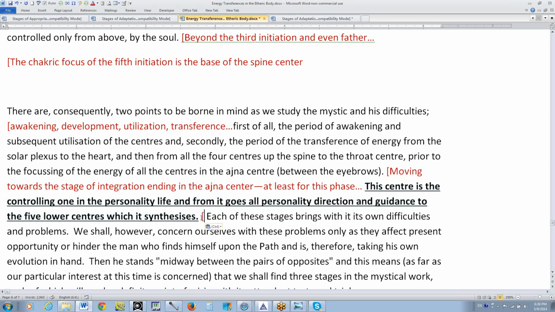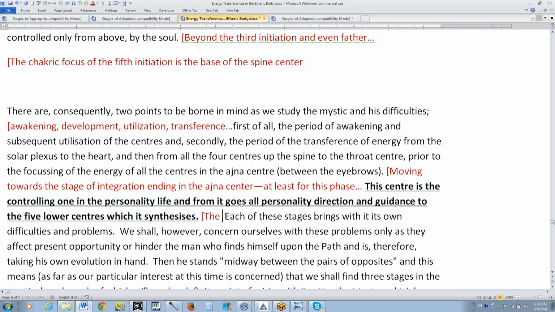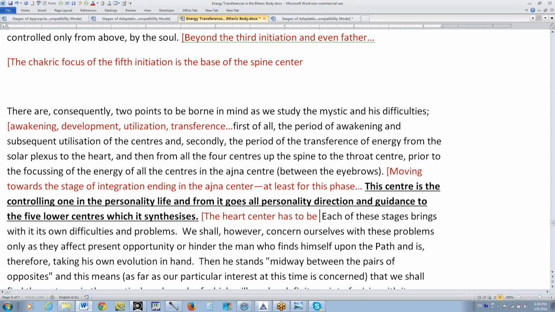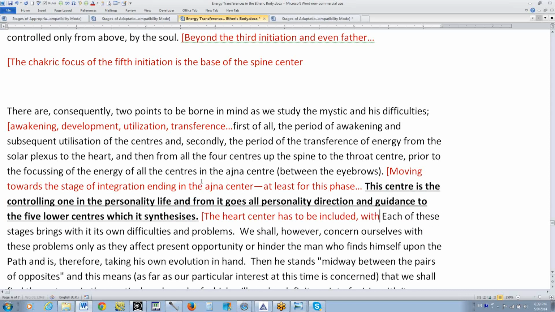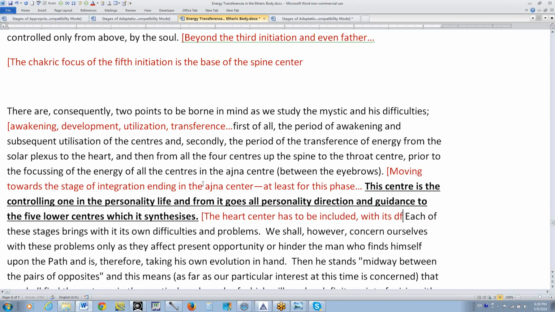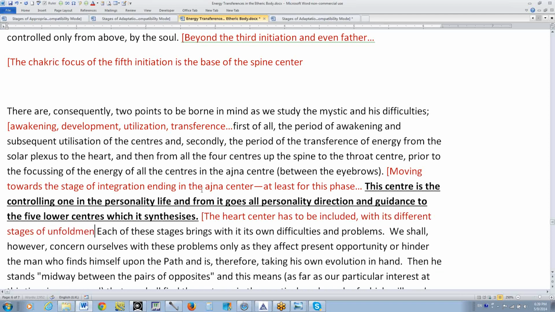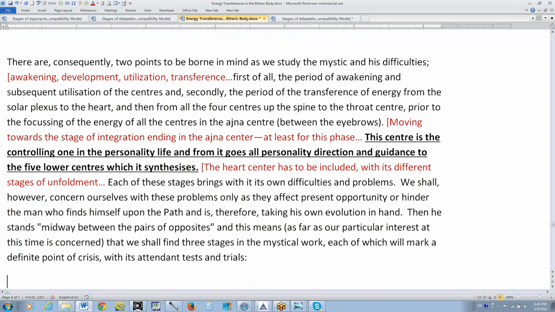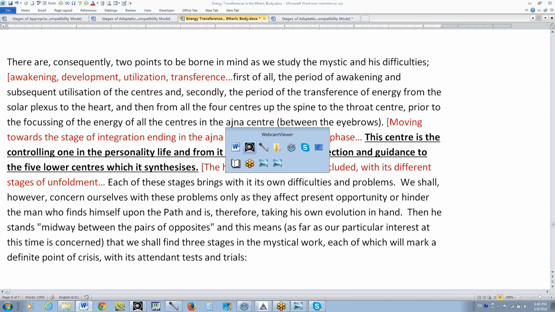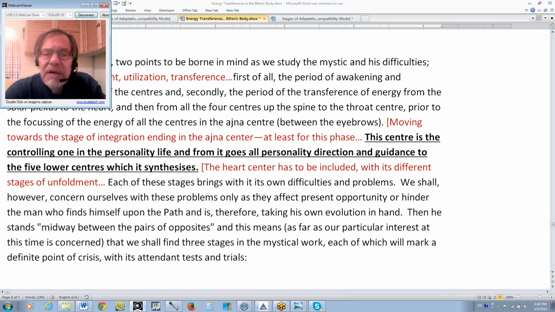Interesting. So there are different stages of unfoldment of the heart center. The heart center has to be included with its different stages of unfoldment. Each of these stages brings with it its own difficulties and problems, and we shall concern ourselves with these problems only as they affect present opportunity or hinder the man who finds himself upon the path and is therefore taking his own evolution in hand, and that is the definition of one who finds himself upon the path.